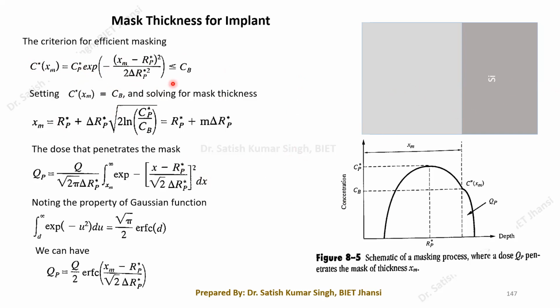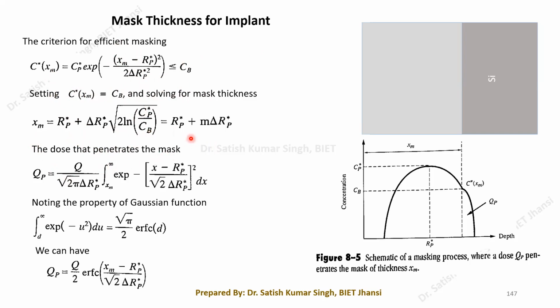So after having that, we can set C star xm equals to CV, and then we can solve it for xm, because xm is the thickness of our mask. You just put this into the equation, Cxm equals to Cv, and try to solve it. It is simple to calculate. You will find that xm is equal to Rp star plus delta Rp star root over 2 ln Cp star by C.